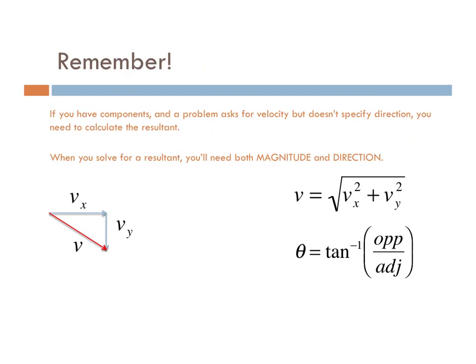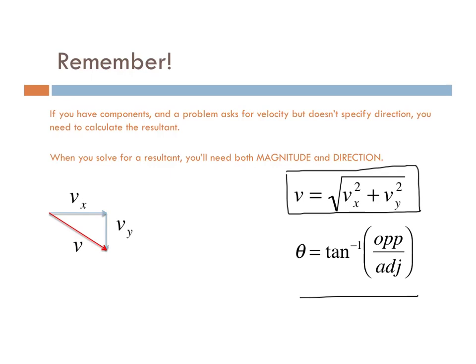So when you are solving for resultant, remember that you need both a magnitude and a direction because we are talking about vectors. So for the resultant, you're going to need to use the Pythagorean theorem, which is this piece right here. Again, we're just combining both of our components of velocity to find one magnitude. And then because you do need that direction, using theta is equal to the inverse tangent, which is this piece down here, of opposite over adjacent.